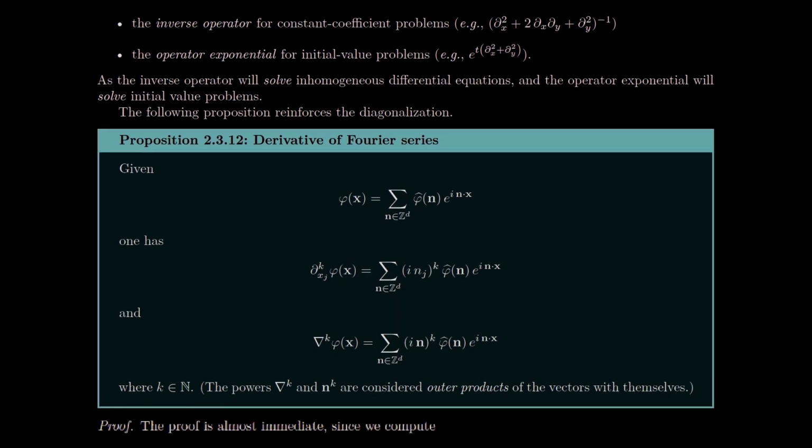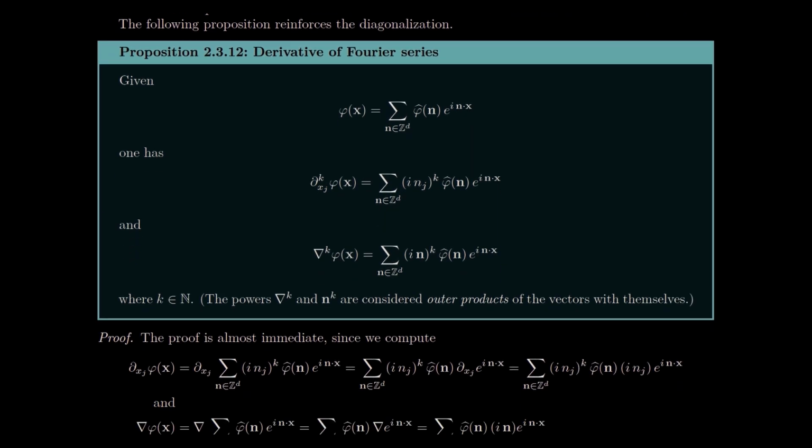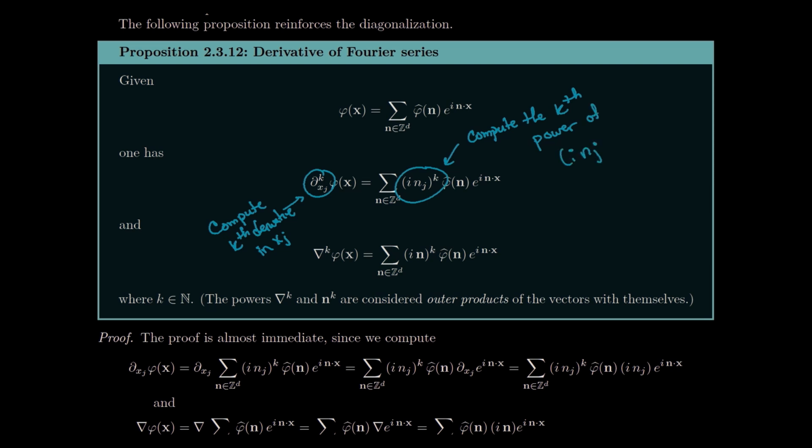And what do I actually mean by this? The following proposition is what I mean by this. If I'm given a Fourier series, so this is the function that I've reconstructed by its Fourier series, right? It's just by definition what the Fourier series looks like. I can actually compute the kth derivative in xj, in the direction of xj, just by computing the kth power of i, the imaginary number, nj to the kth power. Well, really just i nj.